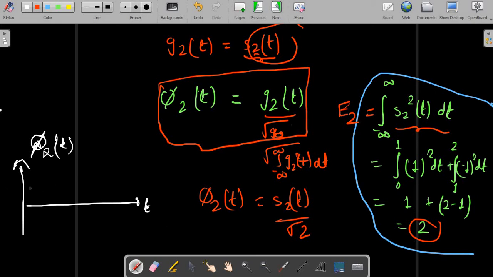So let's just plot. Same thing, we have to divide the s2(t) magnitude by root 2. So here it will be 1 by root 2. You can verify s2(t) by going again to the waveform of s2(t). So this is minus 1 by root 2, this is plus 1 by root 2, this is 2, this is 1. So now we have both phi 1(t) and phi 2(t).